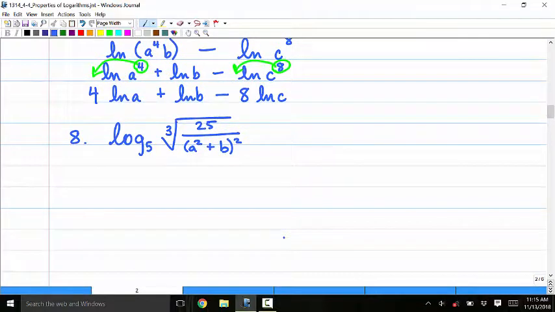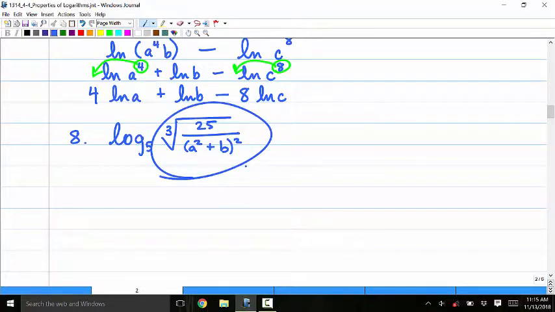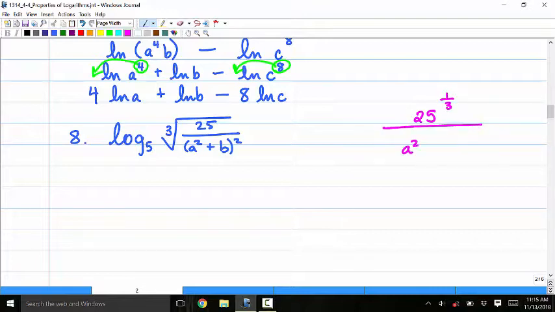Number 8. Log base 5 of the cubed root of the quantity 25 divided by a squared plus b quantity squared. Let's go play with this first. How am I going to play with it? Instead of writing the cubed root, I can write it as 25 to the 1/3 over a squared plus b quantity squared to the 1/3.